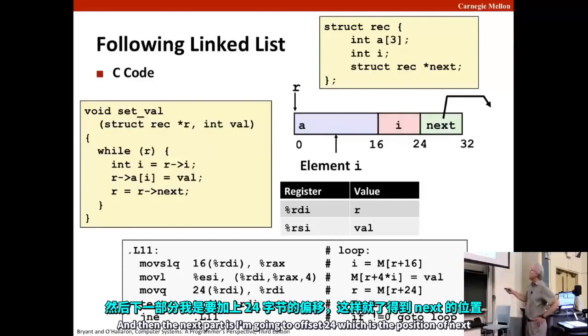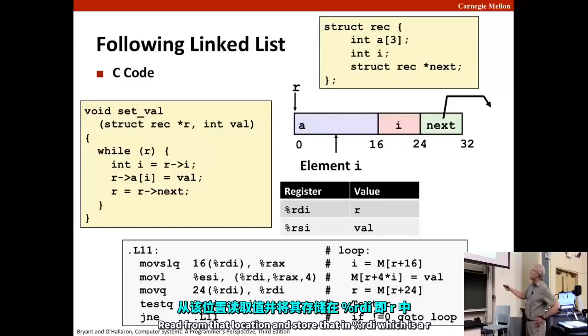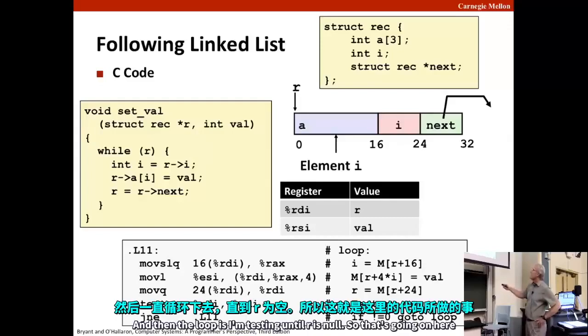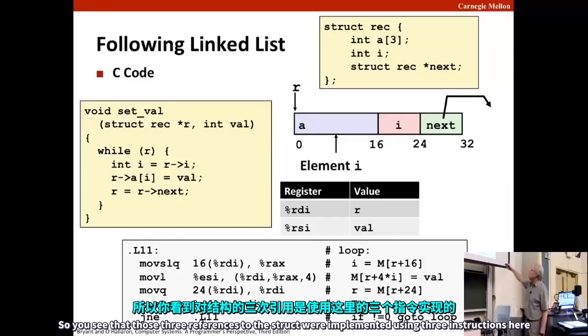And then the next part is I'm going to offset 24, which is the position of next, read from that location, and store that in RDI, which is R. So this is the operation R gets R arrow next. And then the loop is I'm testing until R is null, so that's going on here. So you see that those 3 references to the struct were implemented using 3 instructions here.